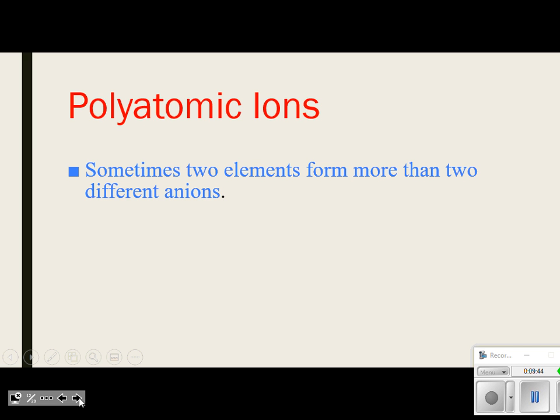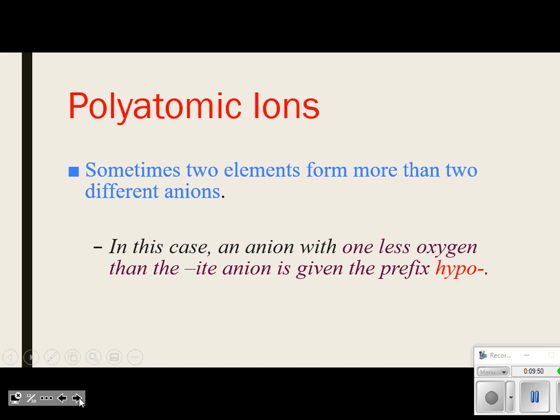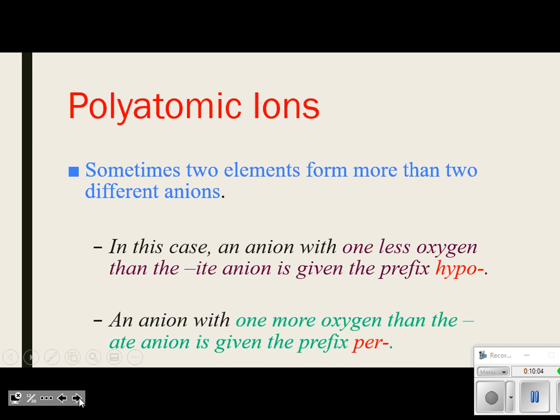Sometimes two elements form more than two different anions. In this case, the anion with one less oxygen is the ite anion. One less oxygen than that, we put hypo in front of it. An anion with one more oxygen than the ATE is given the prefix per.